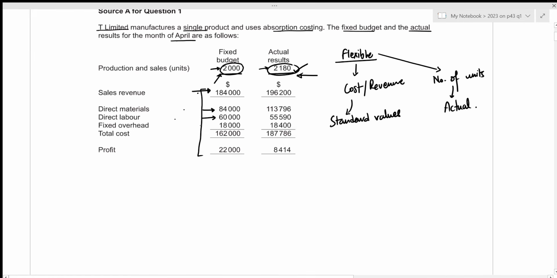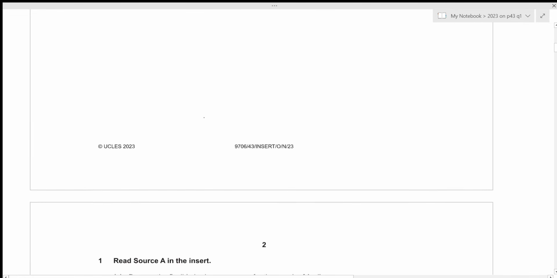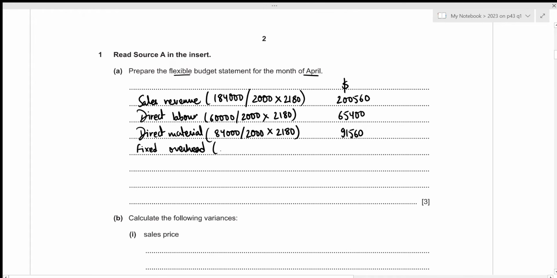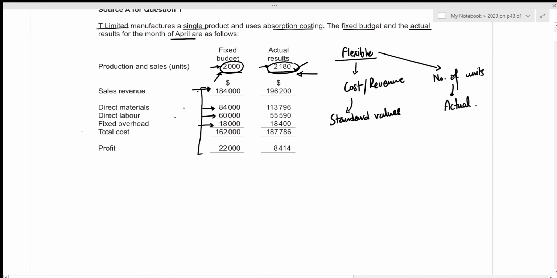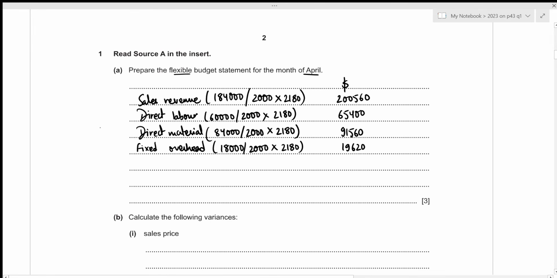And in this case, the given fixed overhead is of 18,000. Again, we need to transform it. So we first divide it by the standard units of 2,000. Then we multiply it by the actual units of 2,180, which results in the value of 19,620. And according to our format given above, we first calculate the total cost by adding the direct materials, direct labor, as well as the fixed overhead, and then figure out the profit. So let's repeat the same process here as well. We can calculate the total cost by adding these three values.